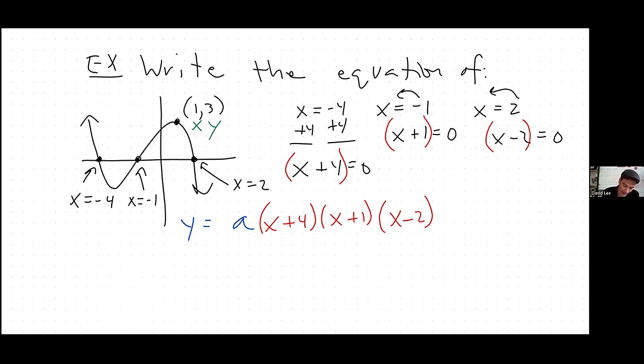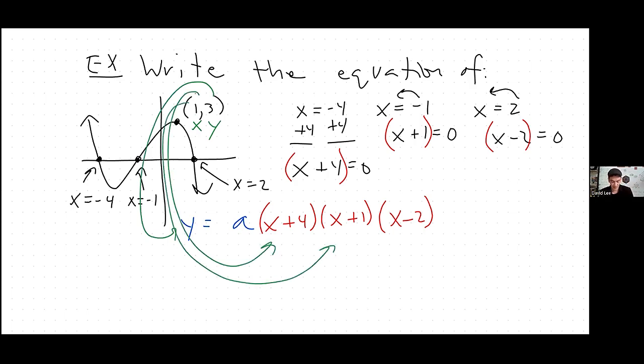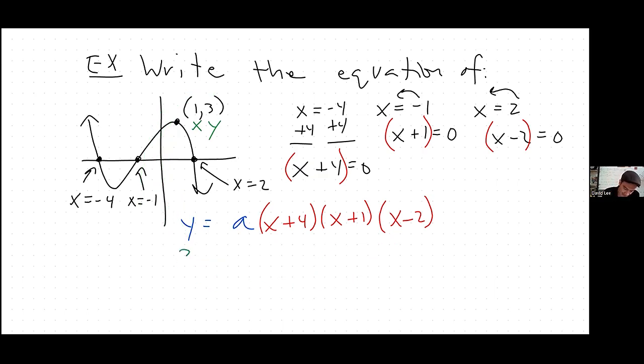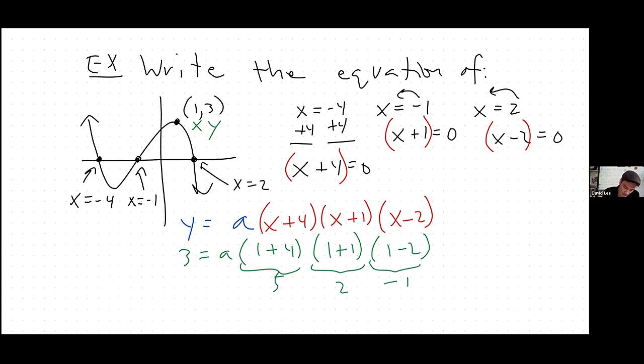So for instance, 3 would go in for y, and that number 1, that would go in for all of the x's. So let's try this out. So 3 goes in for y, a stays a, and then all of the x's become 1. So now let's see what this is. This would be 5, this would be 2, and this would be -1. So this is 3 equals a times 5 times 2 times -1. These are all being multiplied. And that looks like it's going to be -10.